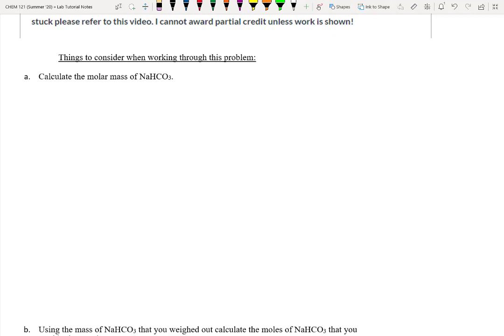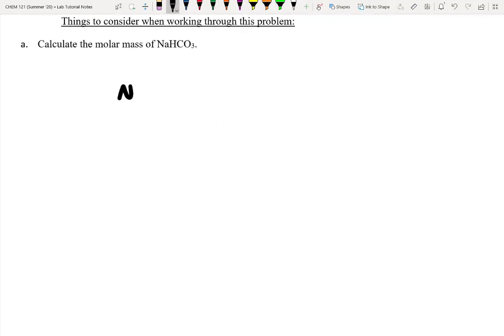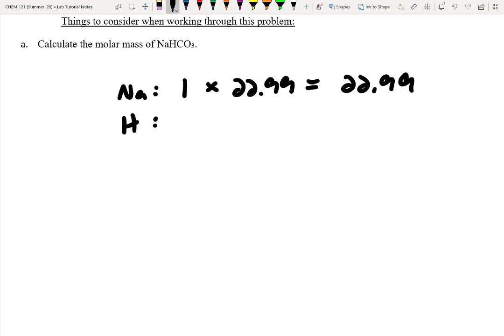So when I look at this, I'm seeing a few things. I'm seeing that I have a sodium atom. Specifically, I have 1 sodium atom. And sodium on the periodic table is 22.99. So 1 times 22.99, it's just going to be 22.99. So not too bad there. Then I go over to hydrogen. I have 1 hydrogen in there. And hydrogen on my periodic table in the textbook is 1.008. So I can write this out like this.